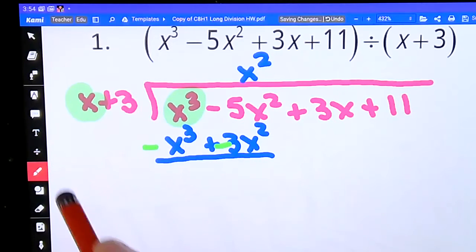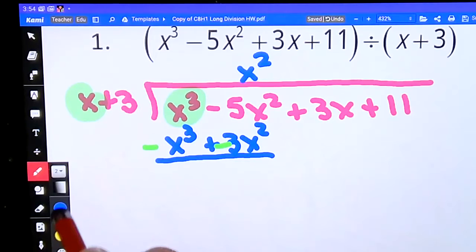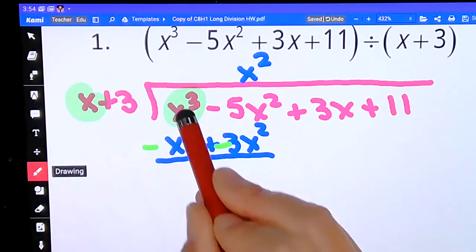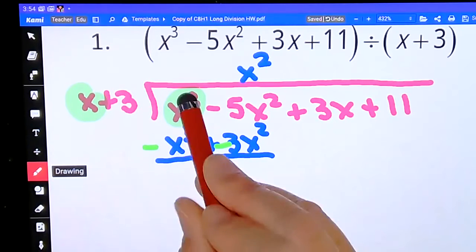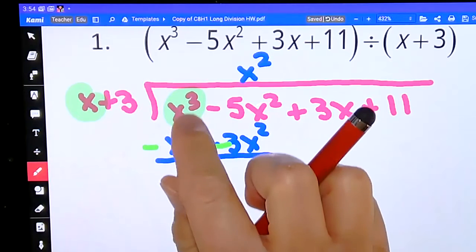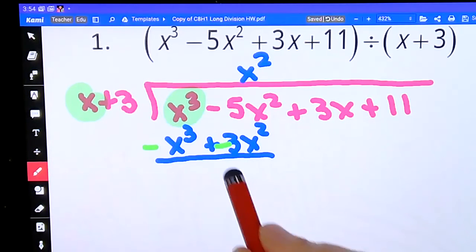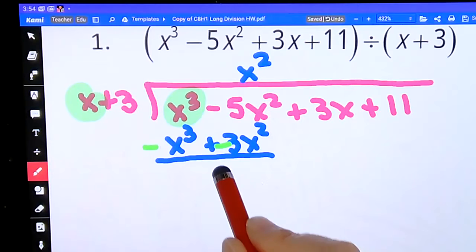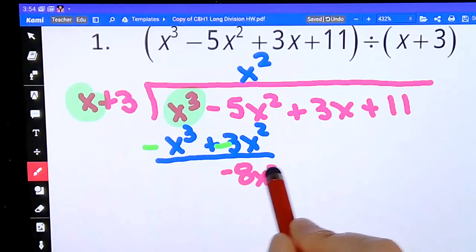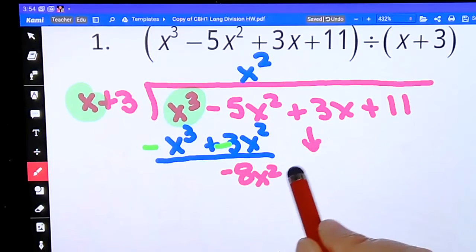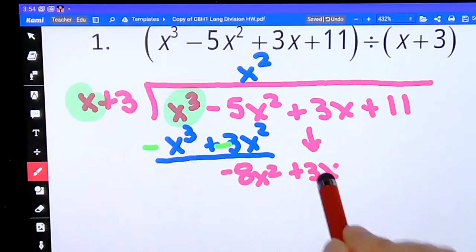Okay. So now I'm going to do the math. And I'm going to have these cancel. These always have to cancel out. You have to get exactly that x to the third. A negative 5x squared and a negative 3x squared is a negative 8x squared. And then you're going to bring down this next term. So I'm going to bring down my plus 3x.